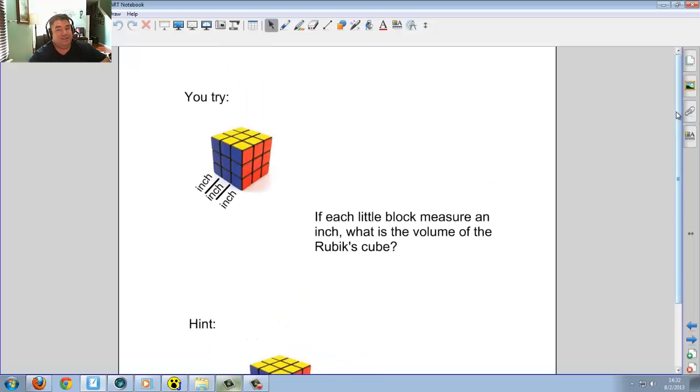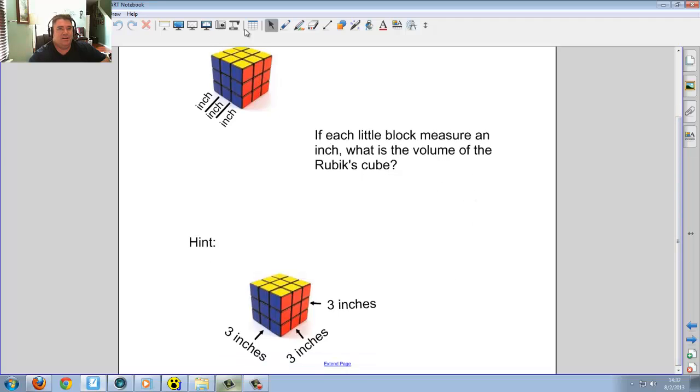The answer to the you try is going to be 3 cubed, which is 3 times 3 times 3, which you'll find is 27. And I hope you got that right.